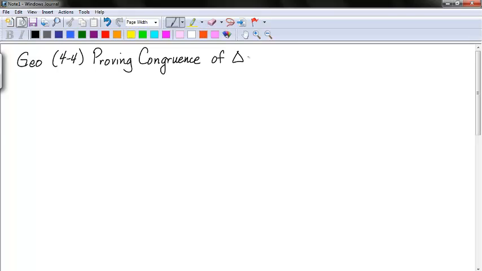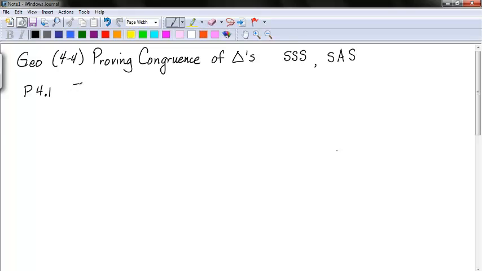Before break, we proved triangles congruent if all 6 things were congruent. If all 3 sides were congruent, if all 3 angles were congruent, then the triangles were congruent. Now we're going to do triangle congruence with less than all 6. This is going to be by showing all 3 sides, side, side, side, and the other thing in this section is side, angle, side. The first thing the author goes through is postulate 4.1.